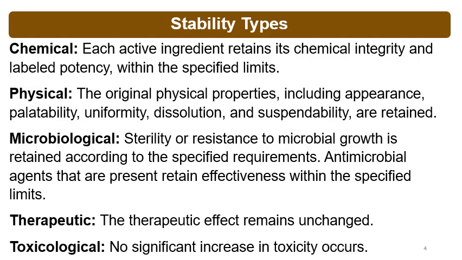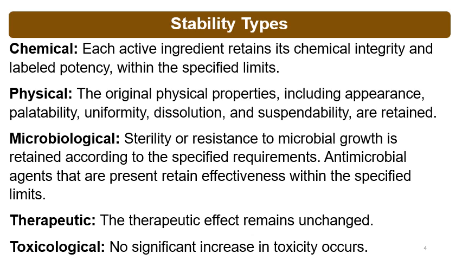Now what are the types of stability? So stability is physical stability, chemical stability, microbiological stability, therapeutic stability and toxicological stability. If the product meets all these stabilities, then the product is said to be stable, and the patient can consume that product within the shelf life period. The product after consumption will be safe and will have the efficacy.